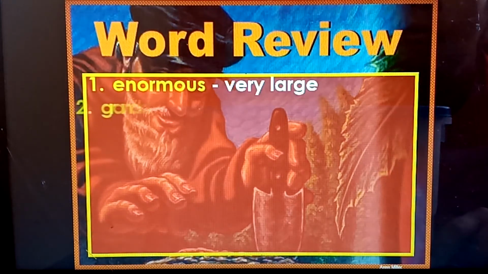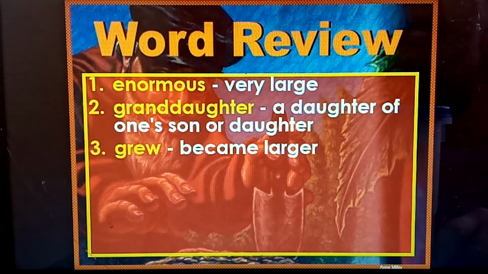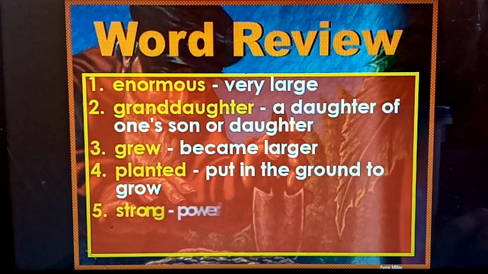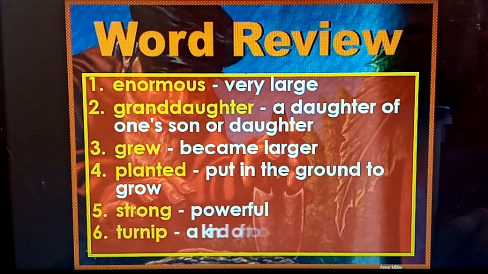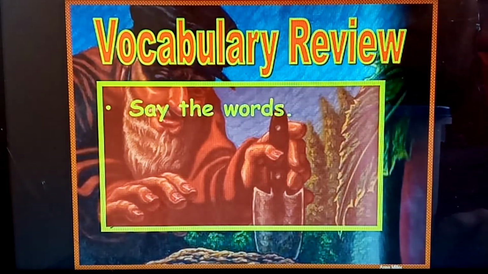So let's do the word review. Enormous means very large. Then you have granddaughter, which is the daughter of one's son or daughter. Then you have grew, became larger. Planted as put in the ground to grow. And you have strong, powerful. And yeah, let's not forget the main word here, turnip, a kind of root vegetable, just a vegetable.